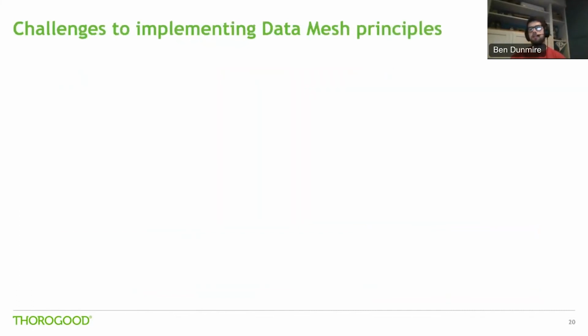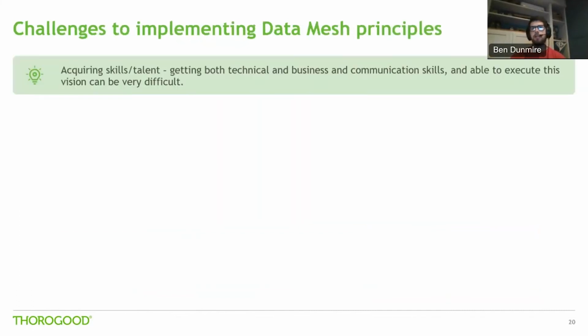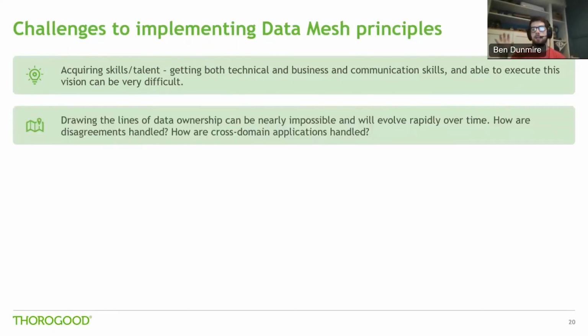Just a few challenges, and I think I've listed a few here already. Identifying the skills and talents. So we're looking for a broad range of skills: technical, business, communication, lots of other things. Getting the right skills in place is maybe the challenge across everything, and it is imperative. Definition of data ownership: over time, data evolves, business units evolve, demands evolve, organizations reorganize. So who manages disagreements? Who's making the ultimate call? Cross-domain, true cross-domain data sets or applications, how does that get managed?